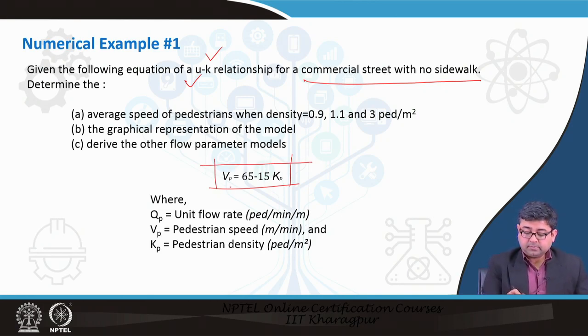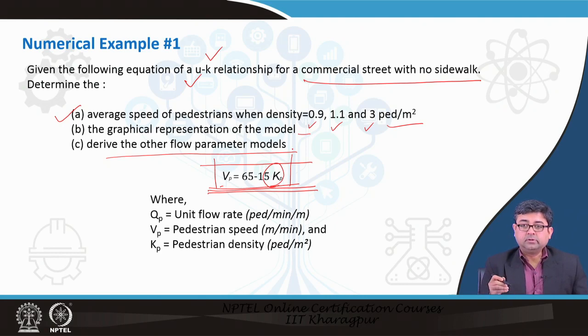So, speed has a relationship with pedestrian density. We have shown you the curves. This is the relationship. Now, the question is asked, what is the average speed of pedestrians when the densities are 0.9, 1.1, 3 pedestrian per meter square? Then, the graphical representation of the model, and derive the other flow parameter models. You know that the other flow parameters other than speed and density are speed and flow and density. So, how do you derive that?